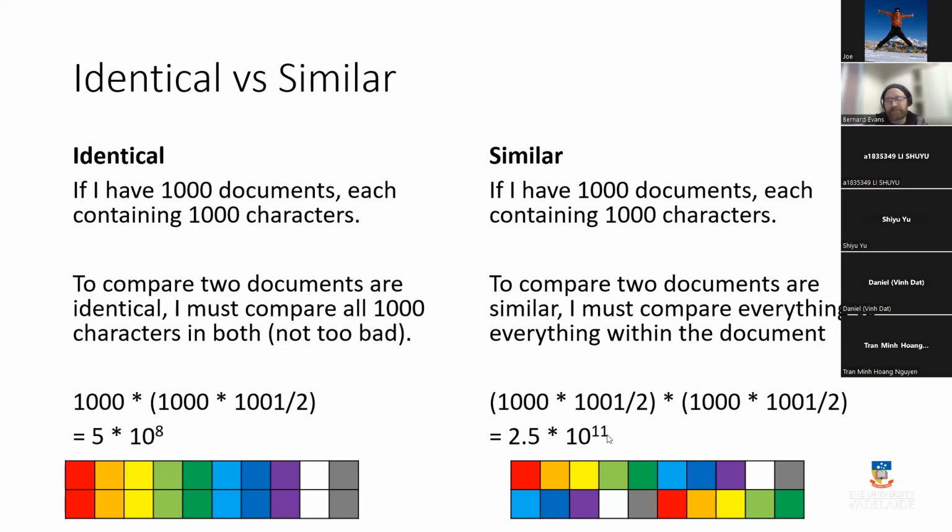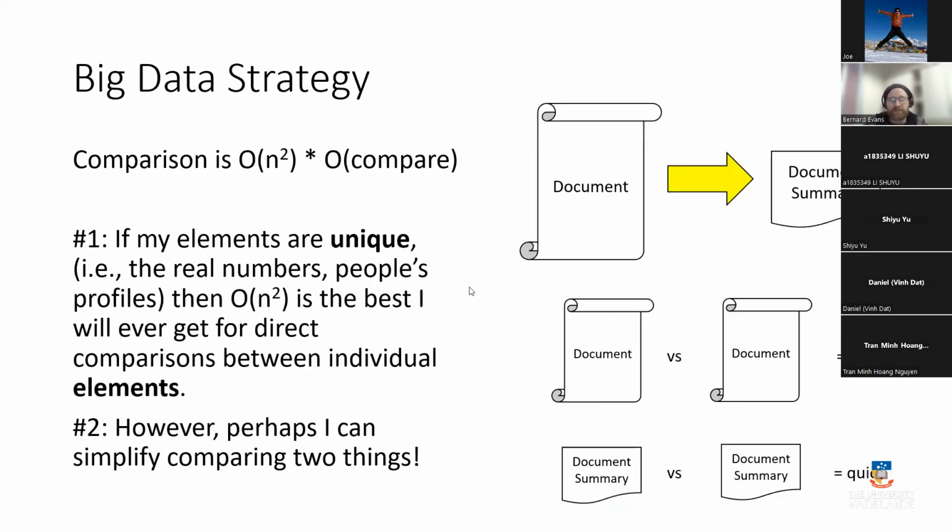But I can at least get rid of this first part of it, right? I can come up with a shortcut to say what I mean when I think two documents are similar, right? But you can see the difference in numbers here is pretty big. So the idea is, this is our strategy because we're big data people, right?